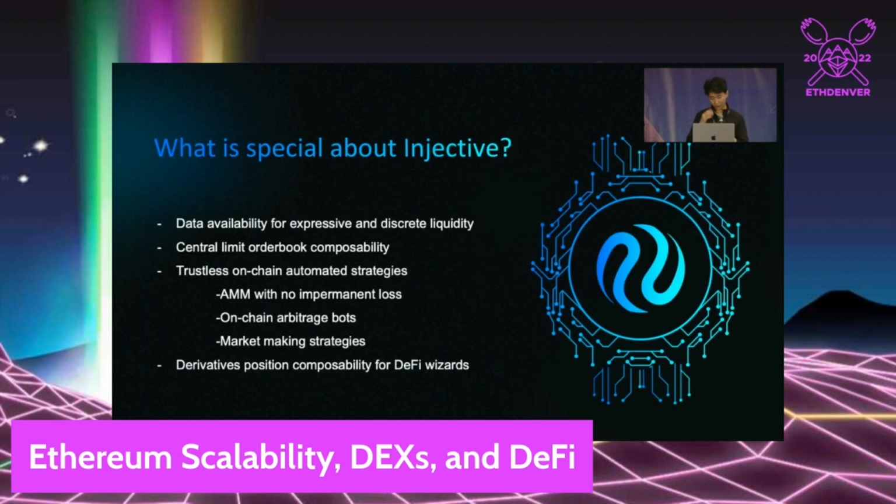Yeah, so due to the time constraint, I'll just make it very, very quick for the rest of this. Injective is extremely special because it allows for data availability for expressive and discrete liquidity, and it has this composability possibility that was never done before for central limit order books. You can already imagine all the possible things you can do on top of it: AMMs with no IL, launching arbitrage bots, MM strategies, and basically billion-dollar hedge fund or prop shop strategies being exposed on-chain and accessible to everyone. And obviously, that's very exciting.